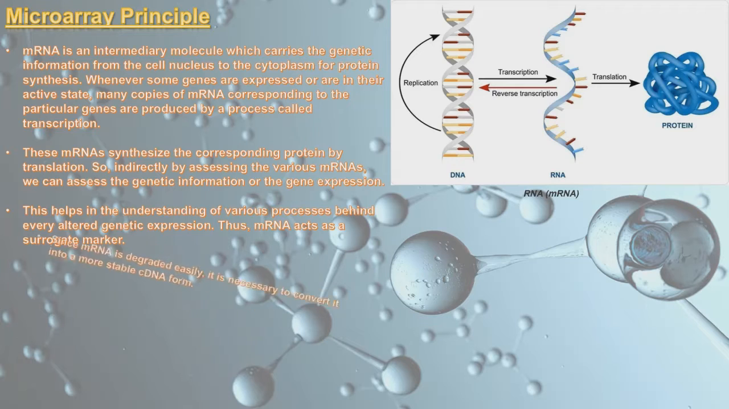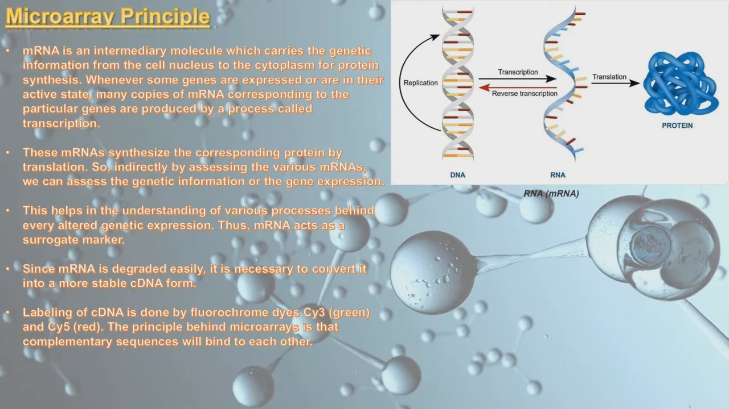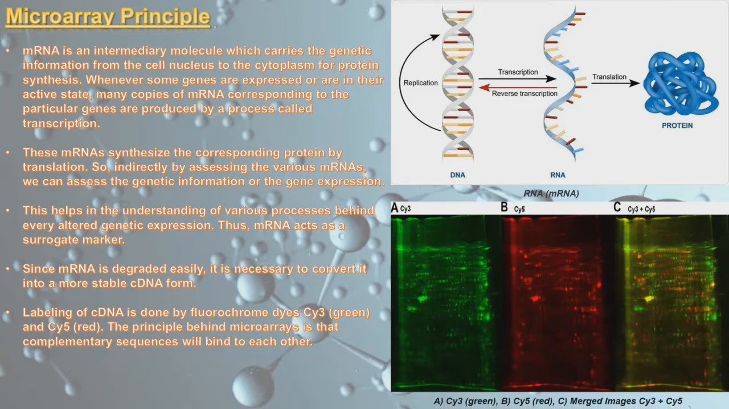Since mRNA is degraded easily, it is necessary to convert it into a more stable cDNA form. Labeling of cDNA is done by fluorochrome dyes, such as Cy3 and Cy5, green and red respectively, as in the picture on the bottom right-hand side. The principle behind microarray is that complementary sequences will bind with each other.